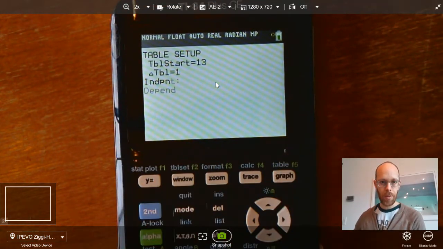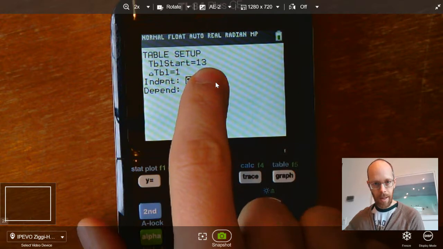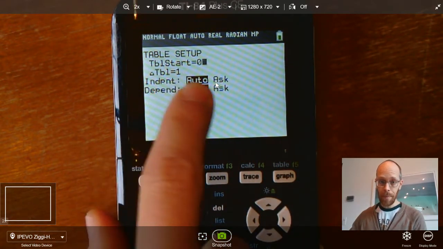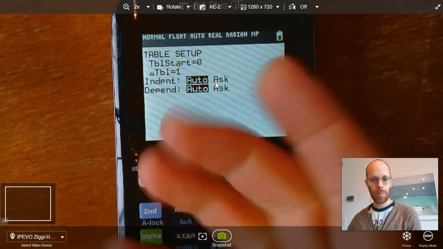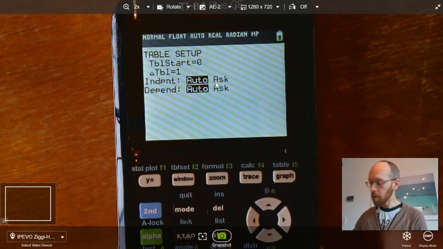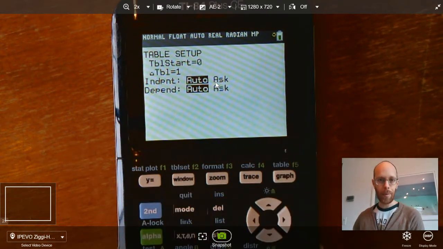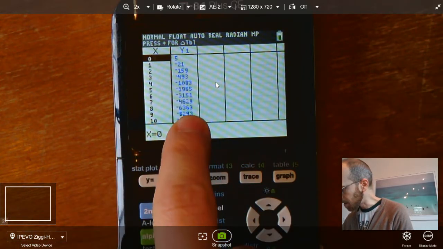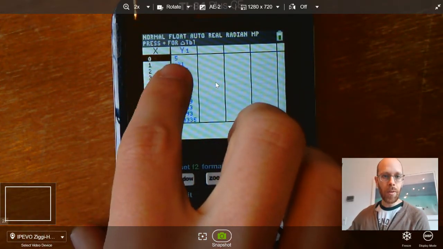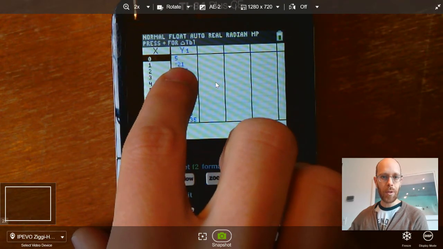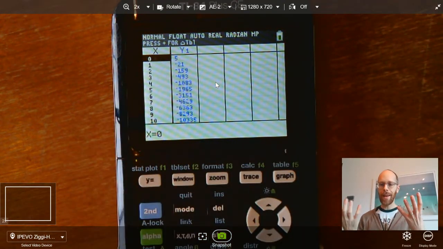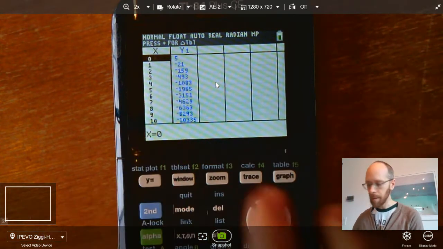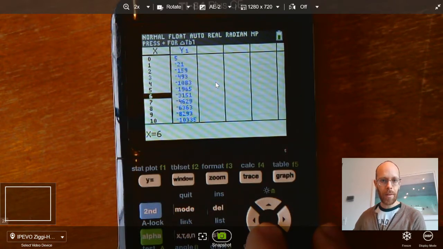If you go to table set right here, let's set it up so that we're starting at 0, and we're going to move by an interval of 1, and both the independent and dependent should be set to auto. Then you're going to hit second table, and it's going to give you the y values associated with each one of the x values. You'll notice that we go from a positive number to a negative number between 0 and 1, and that tracks with what we just found, that there was a 0 between 0 and 1. So let's look for where there's another sign change.